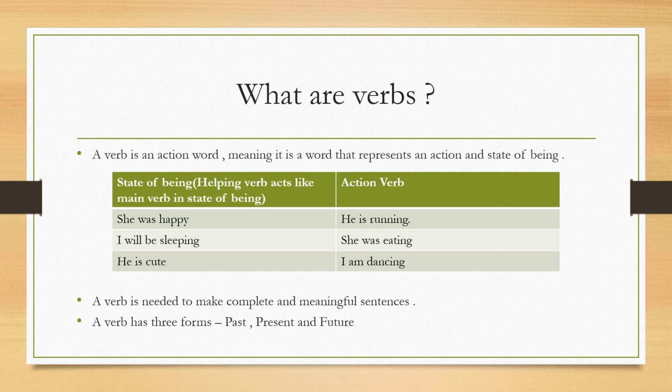Whereas, she was happy, I will be sleeping, he is cute. Here, she, I and he, who are the subjects, are not doing any work, but this is actually the state of being or the emotion that the subject is going through at the moment. Therefore, happy, sleeping and cute are called state of being verbs, where the helping verbs was, will, is act like a main verb in the sentence. A verb is needed to make complete and meaningful sentences. A verb has three forms: past, present, and future.